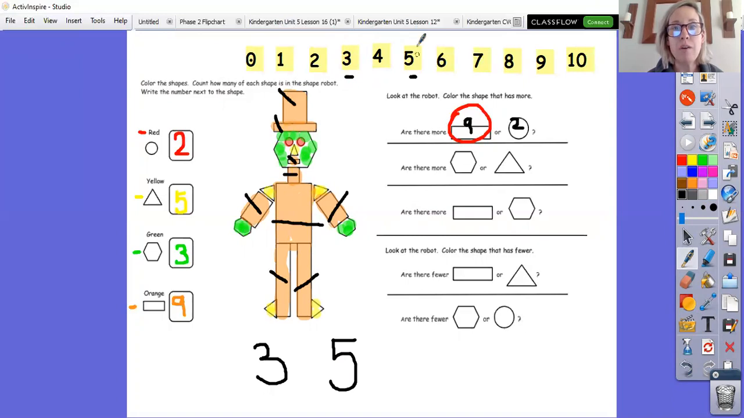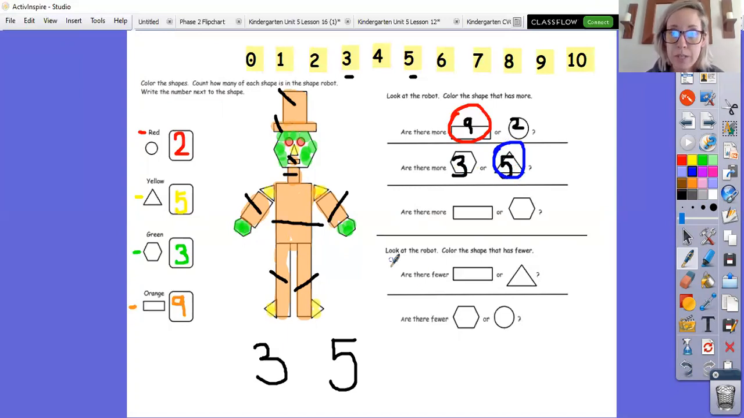You can see that 5 is kind of farther down the line because that means it's bigger. So are there more hexagons, which was 3, or triangles, which were 5? Again, I'll ask that question. Would you rather have 3 cookies or 5 cookies? When we're talking about more, then you want to find the bigger number. So in this instance, it's 5, okay? So there's more triangles.